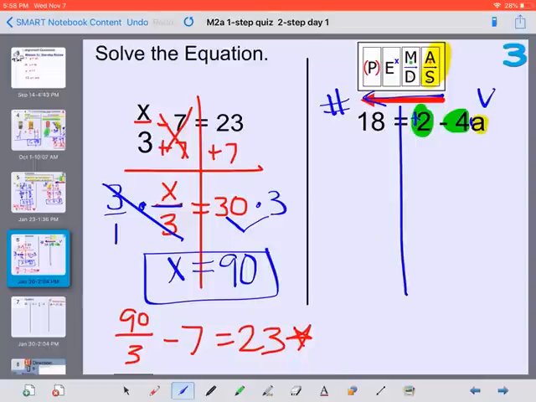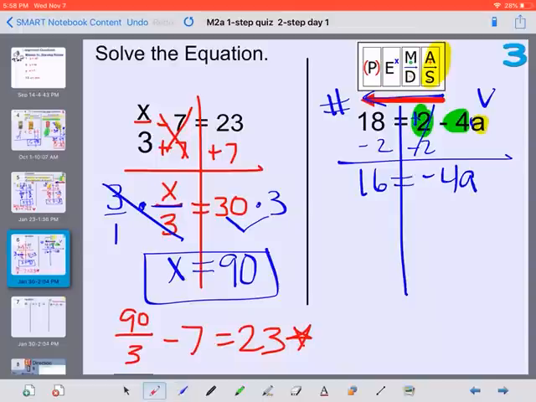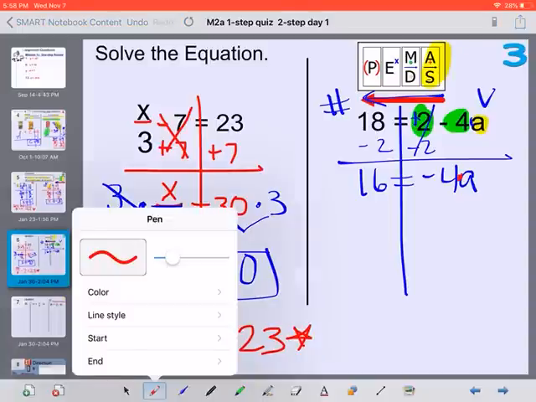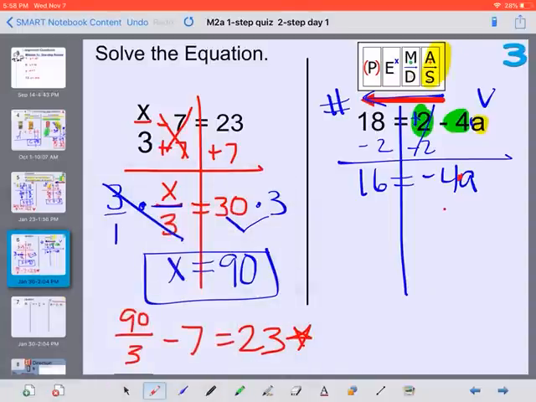So first we need to get rid of this adding 2, so we're going to subtract 2. 2 minus 2 eliminates. 8 minus 2 is 6, we have 16. And don't forget the negative, that's a negative 4 multiplied by a. Put the dot there if you need. So we're not adding 4, it says multiply. The opposite of multiply is divide. So we're dividing by negative 4. Dividing by that whole number.